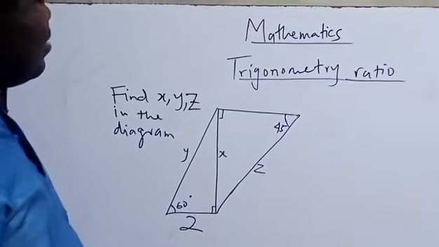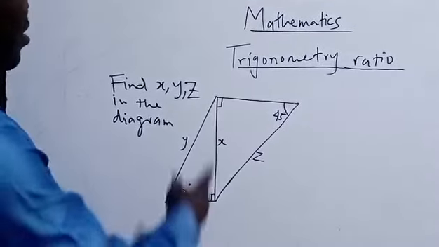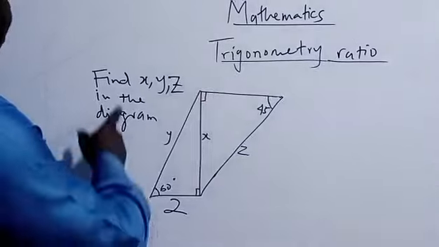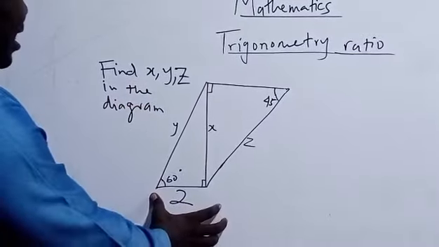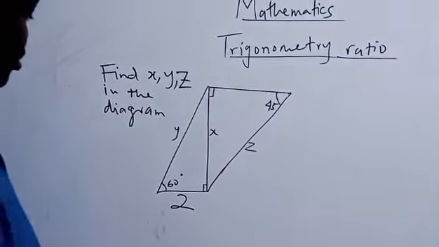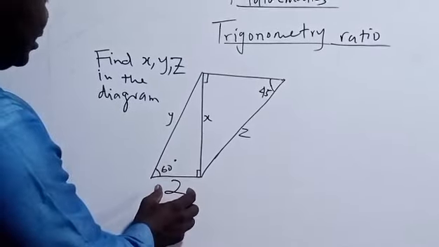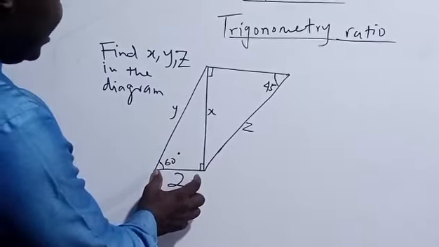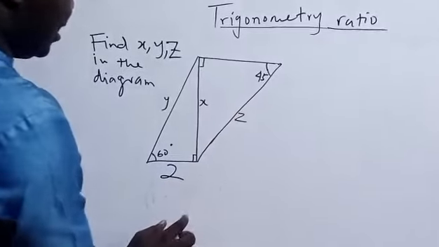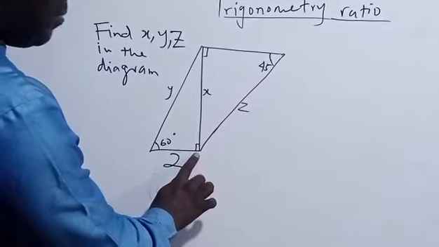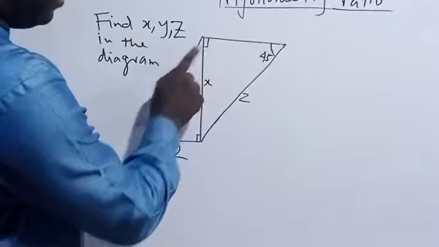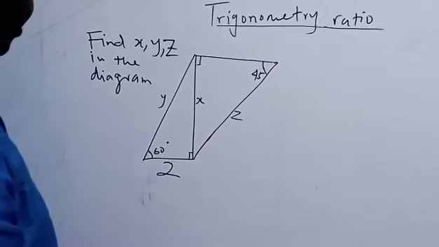Hello friends, in our mathematics class today, we are considering trigonometric ratio and we are asked to find x, y, z in the diagram given. Let's quickly run through it. You can see that we have two different right angle triangles joined together. How do I know? You can see a perpendicular sign here, there's another perpendicular sign here. So let's take it one after the other.